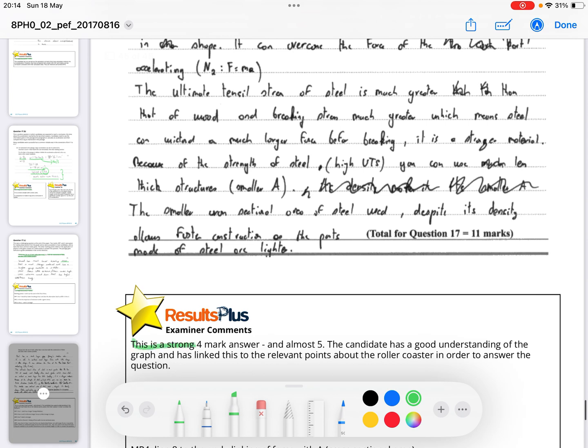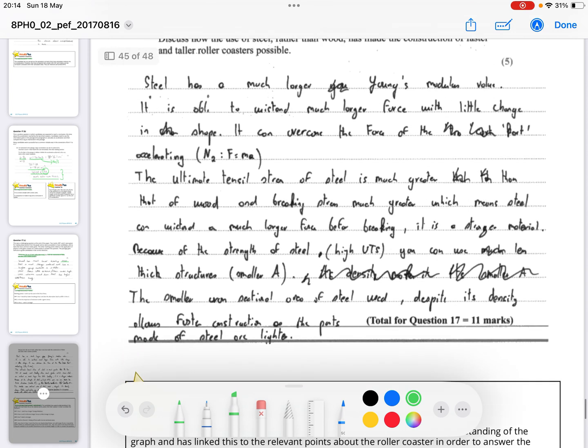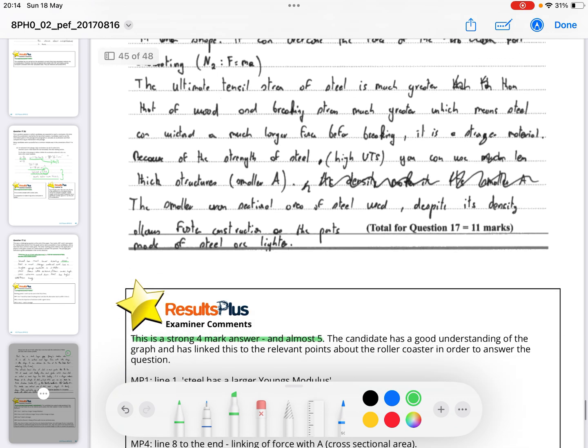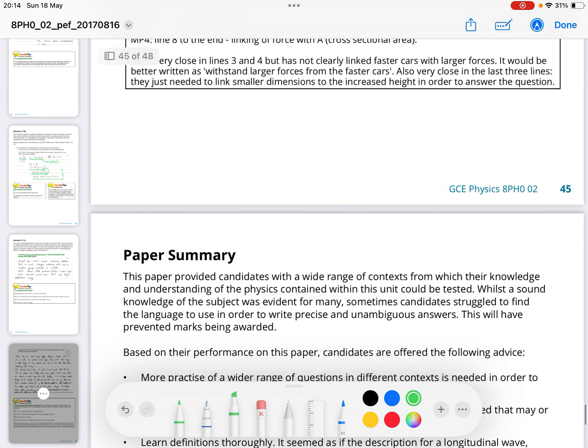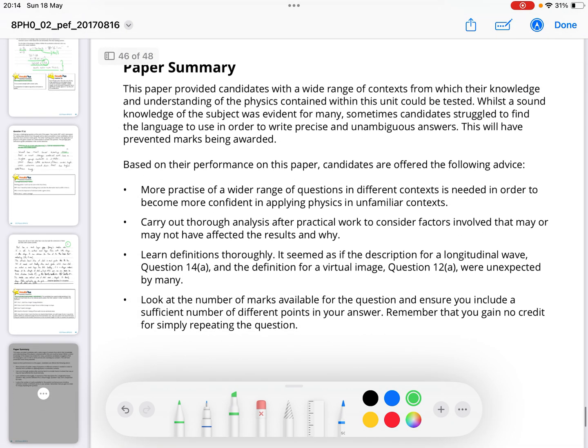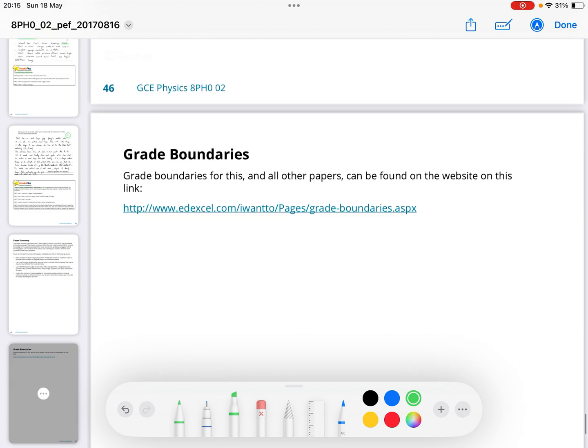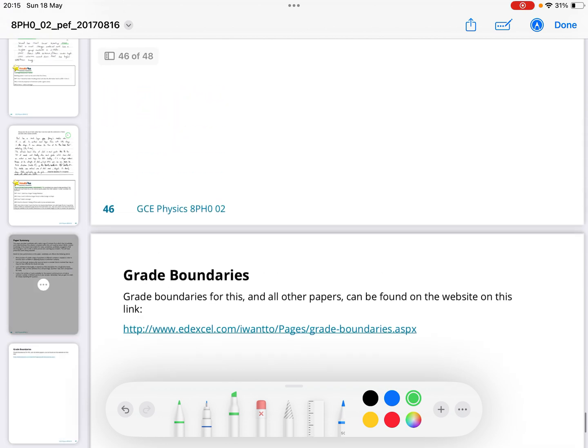This is a strong 4 mark answer, almost 5. The answer needs 5 points, so try to work out where they've lost the 1 mark. Read through it, compare it to your own answer, and learn from someone else's way of writing. Here they're giving you a paper summary, so you can read through it. It's taken longer than I expected, and those are the grade boundaries for the year.